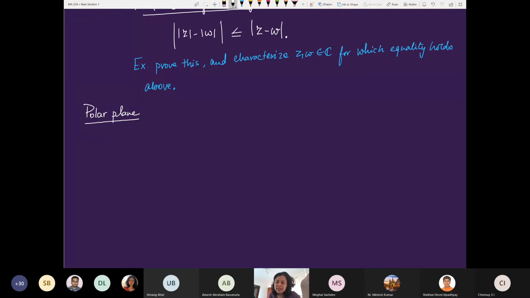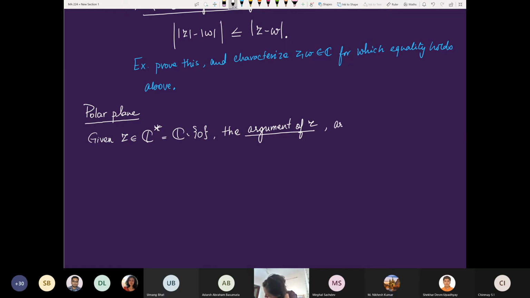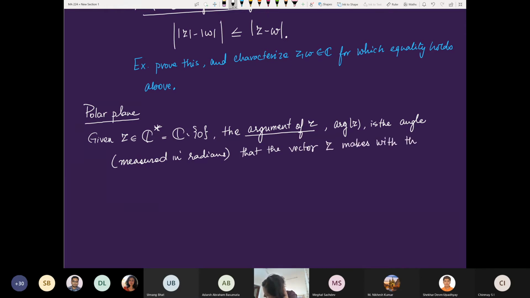Okay. All right. So, once we've done this identification with R2, you know that it's also quite useful to use polar coordinates, especially for complex numbers. And this will also maybe answer that question about absolute z a little bit more. So remember that, given z in C star, so I'll use this notation a lot, which is basically C minus the origin, or C minus zero. Okay, this C star I'll use a lot. So given a non-zero complex number, the argument of z, which I'll denote by arg z, is the angle. And in this course, we will always measure angles in radians. So the angle that the vector z makes with the positive x-axis.